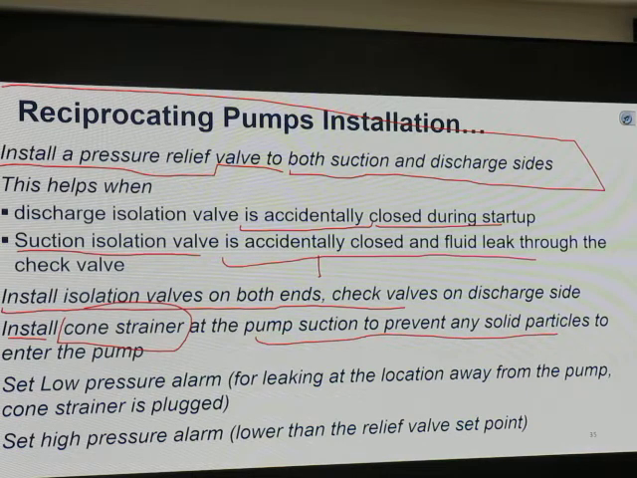We install a cone strainer at the pump suction to prevent any solids. How does this cone strainer look? It's like a mesh that catches any solid particles. But we should not have solid particles going to the pump, right?